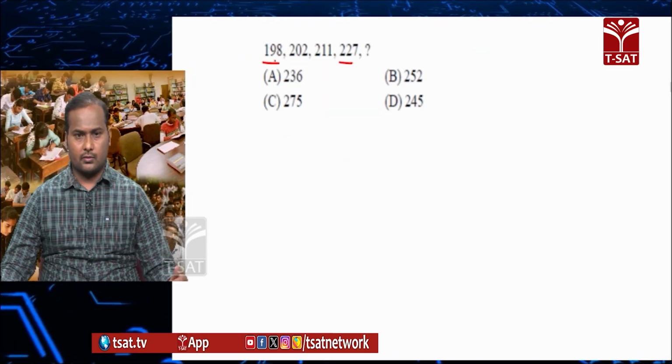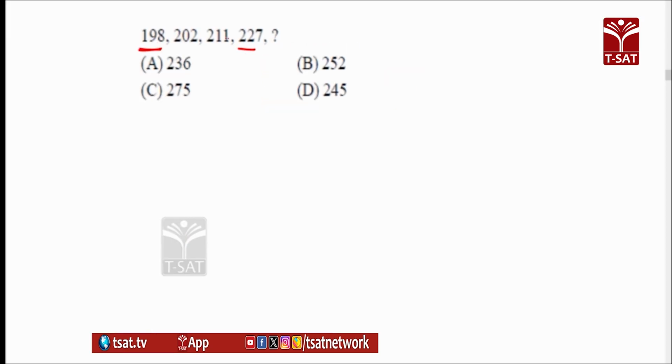For example, in this question, the initial number is 198 and the last number is 227. There is not much increase from 198 to 227. Whenever there is not much increase, we will take the difference. Here the difference between 198 and 202 is 4. Here it is 9, here it is 16, and the moment you see 4, 9 and 16, they are squares, so obviously the next square will be 25, that is 5 square. So, 227 plus 25, your answer will be 252.